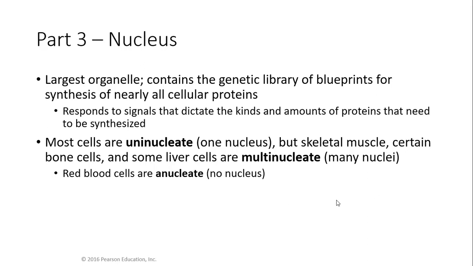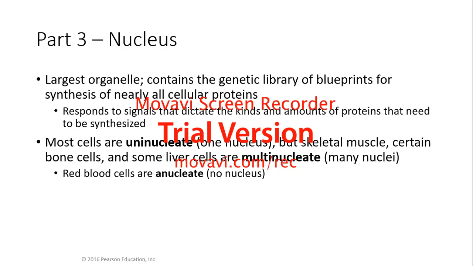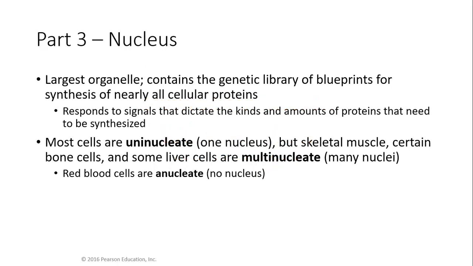All right, and most cells only have one nucleus, okay? But certain cells are multi-nucleated, which means they have many nuclei. For instance, skeletal muscle cells. And then you have cells that don't contain a nucleus, so these are more rare, okay?